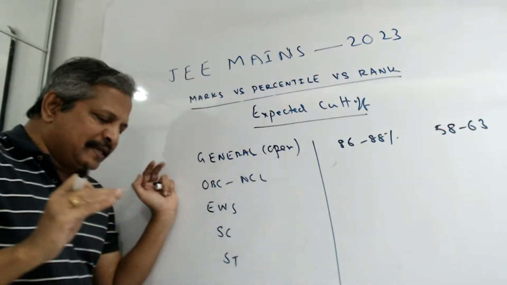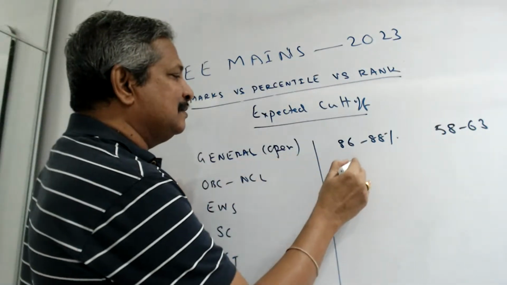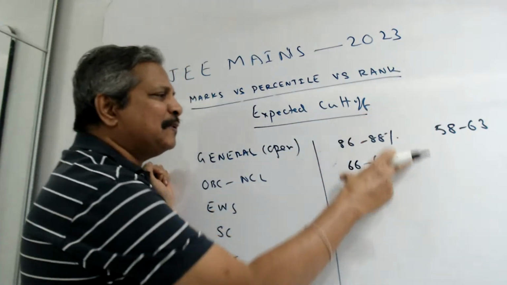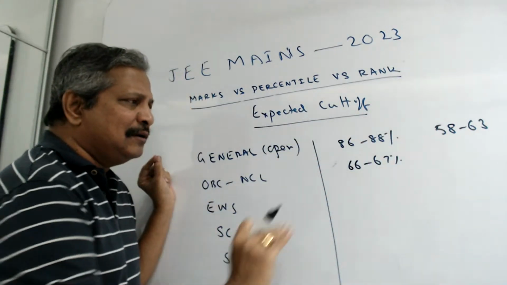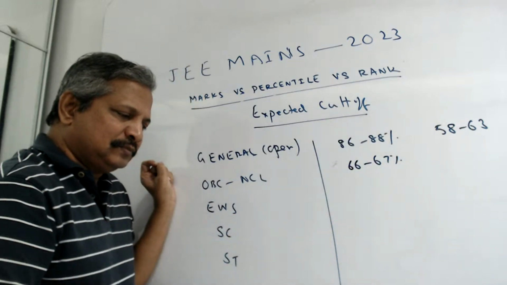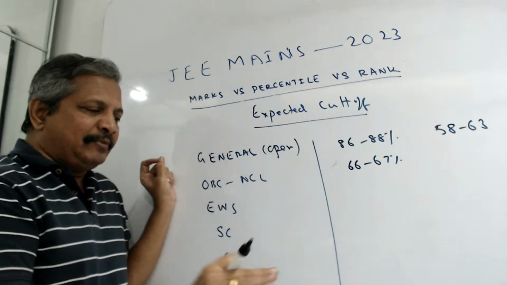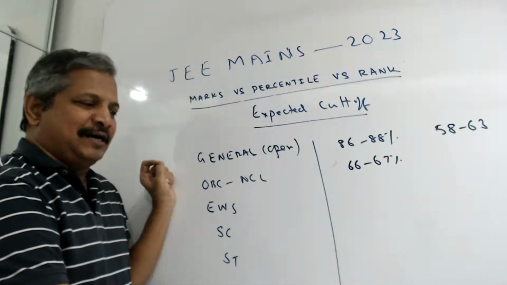Next, for OBC NCL, I am expecting 66 to 67 percentile is required. Almost these percentiles are the same as last year's, but marks depend upon the papers, hard or easy. I am talking about today's morning and evening average marks.